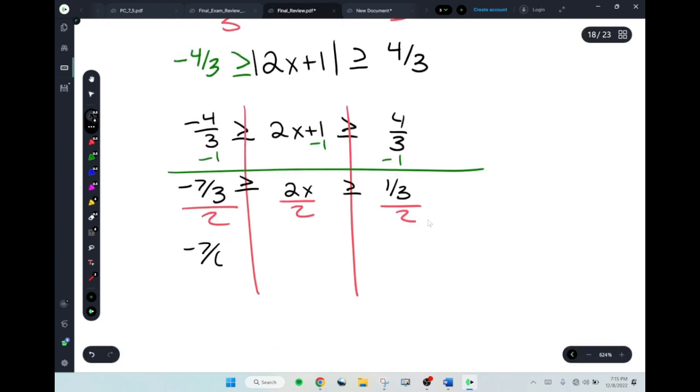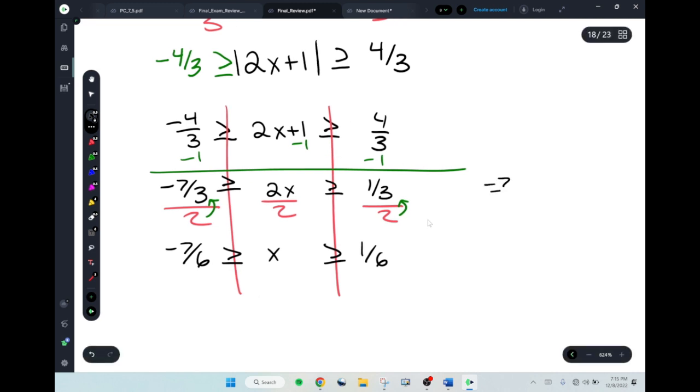So that leaves us with negative 7 over 6, less than or equal to x, less than or equal to 1 over 6. Because remember the little shortcut, you can just drop that straight up. And if you don't like that shortcut, you know what you do? It's 3 words. Keep, change, flip.